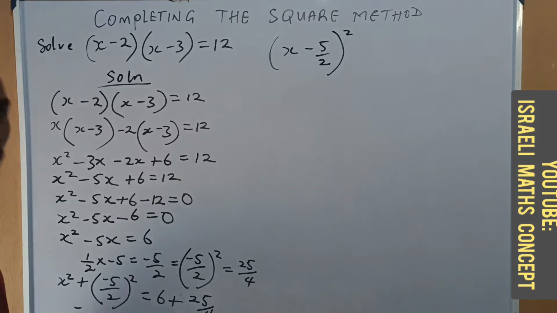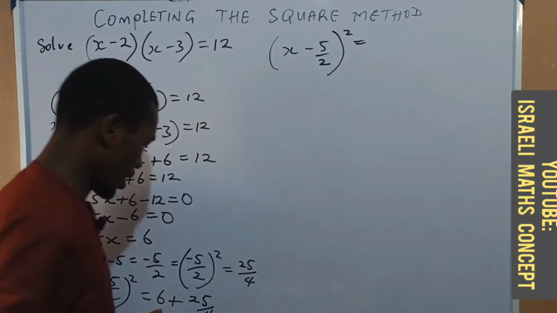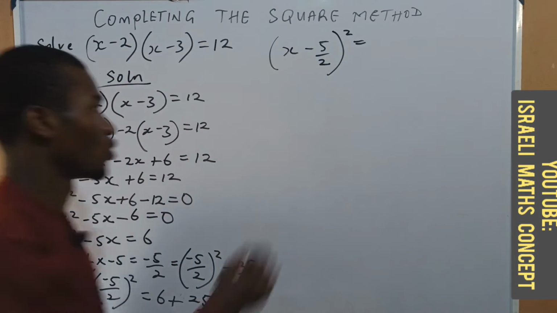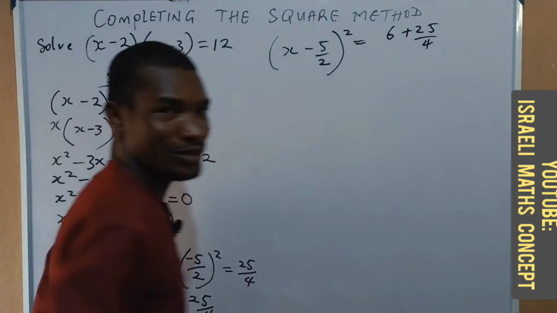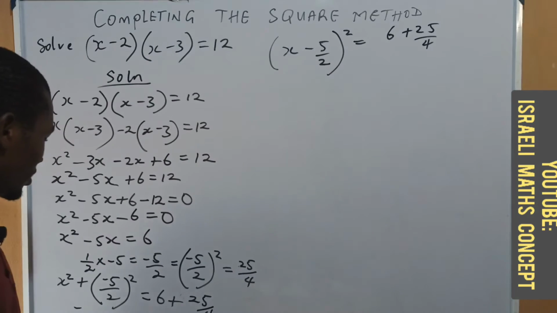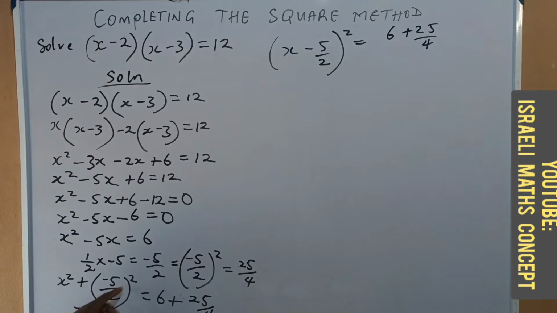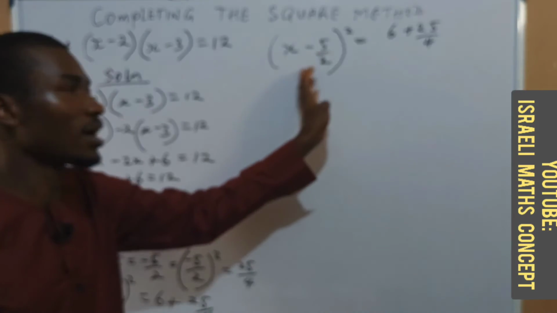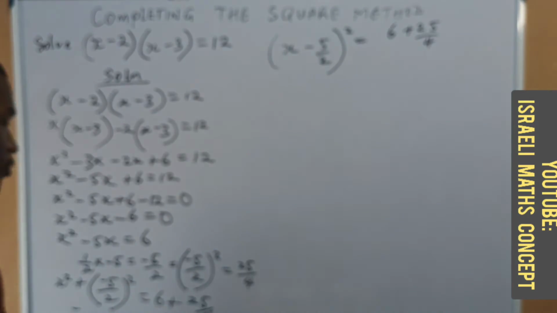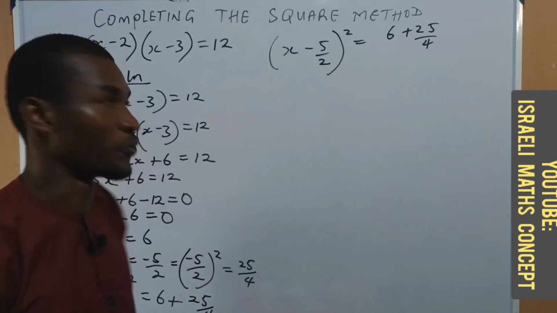and that is equal to 6 plus 25 all over 4. Remember, let me repeat again, that the reason for adding negative 5 over 2 all squared is because I observed obviously that x here contains squares. So I look for a means whereby I can put the squares together such that I have this, and that is equal to 6 plus 25 all over 4.